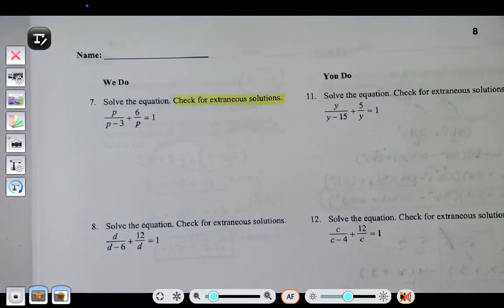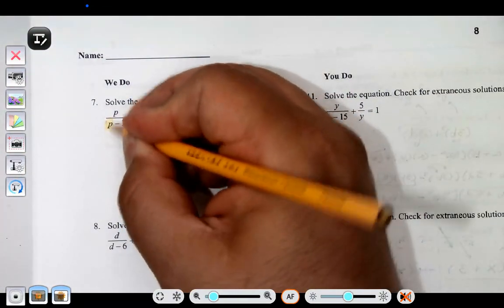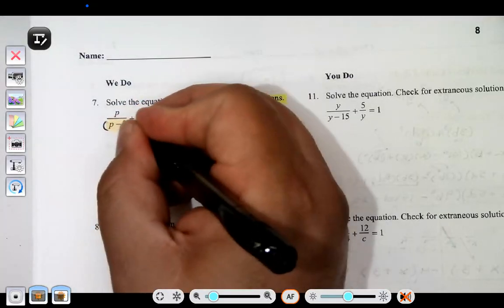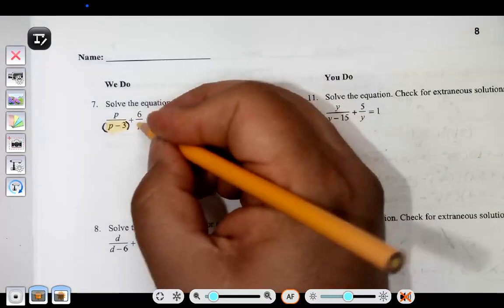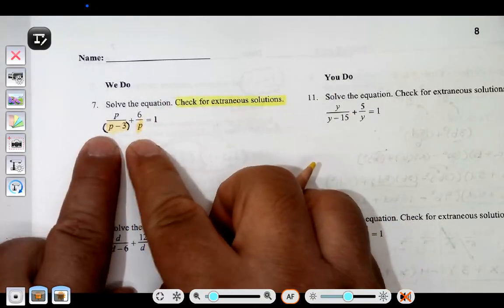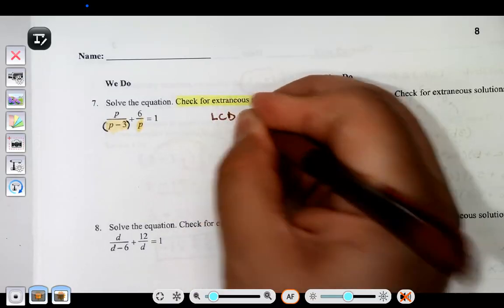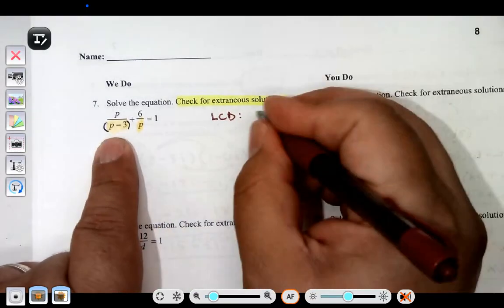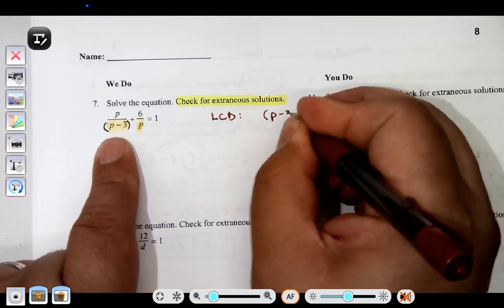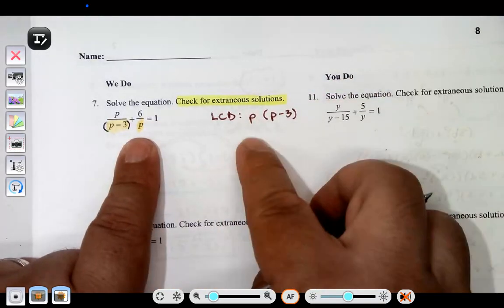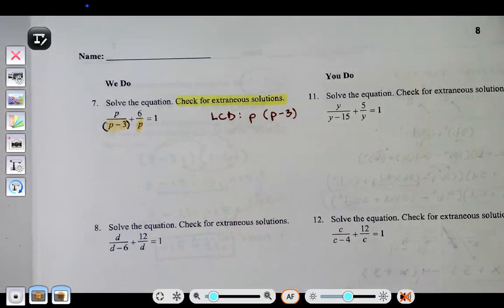All right, well, LCD is one of the easier things because if I'm looking at my denominator, this is one denominator, even though there's two things. Put a parentheses around it. And then here's another one. These two are completely different. So my least common denominator, I'm just going to write them down. There's a p minus 3. That's one of them. And then the p by itself is different. Well, then all of this becomes my LCD.